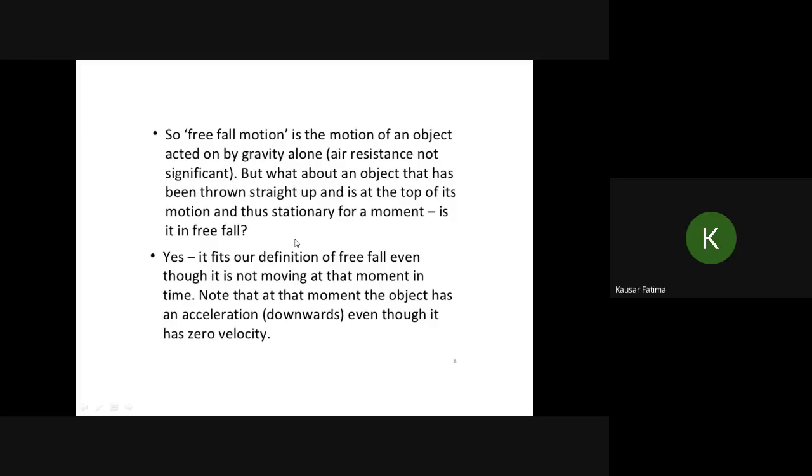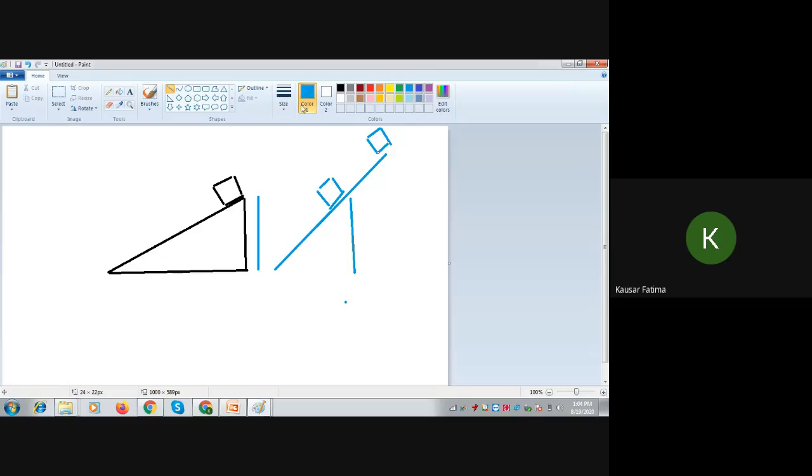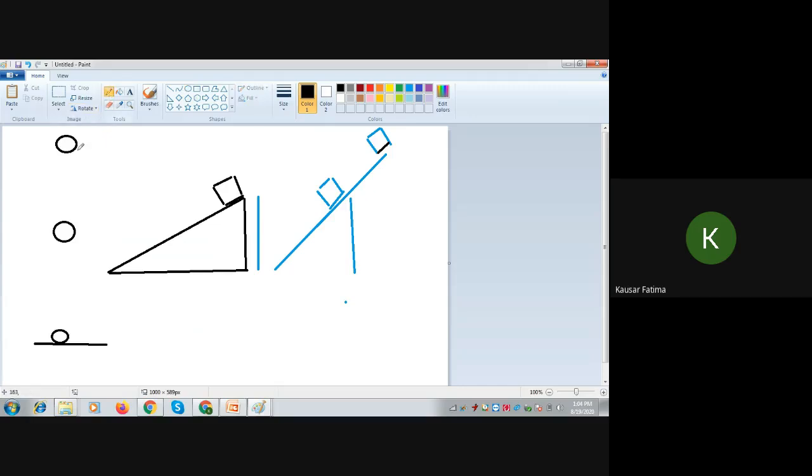So g will be acting even if the body is at rest or anywhere in the path, like during the journey. Suppose this is your ground. At this position, or when it stops at the maximum height, at all positions, the value of g will be 9.8. Everywhere it will be 9.8. It doesn't mean that when the object stops at a height, it will not have g at all. It will have this g. At every position, g will be 9.8, or you can say 10 meters per second squared.